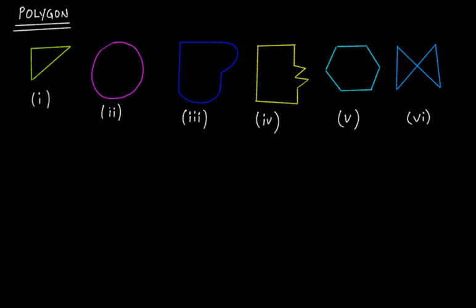Hey, this video tutorial is about Polygon, and we have some diagrams here, a total of 6 diagrams. Now if you look at these diagrams, all these diagrams are closed curves, right?